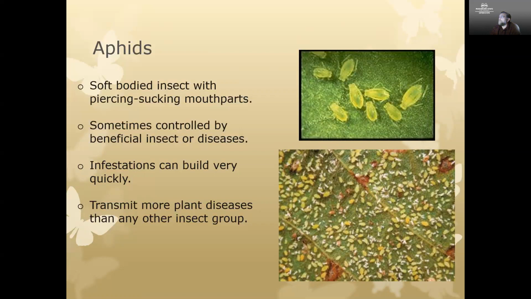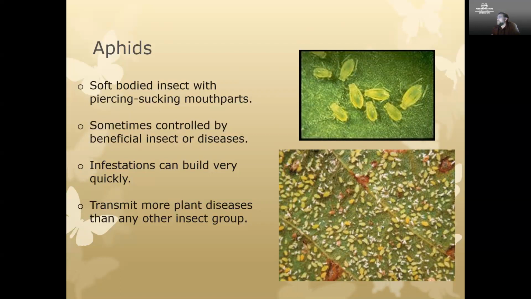Another important thing about aphids is that they are potential transmitters of plant diseases, particularly plant viruses that can negatively impact our plants. Now, sometimes aphids can be controlled by beneficial insects or diseases that the aphids get, but we can't necessarily rely on those beneficial insects or beneficial diseases to keep those populations down. So it may be important to apply insecticides in order to reduce aphid populations.